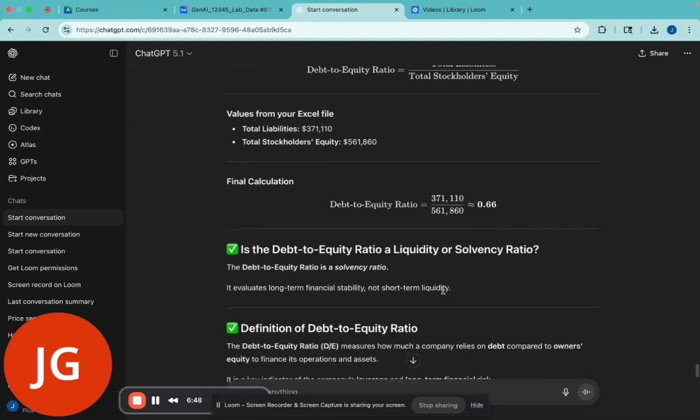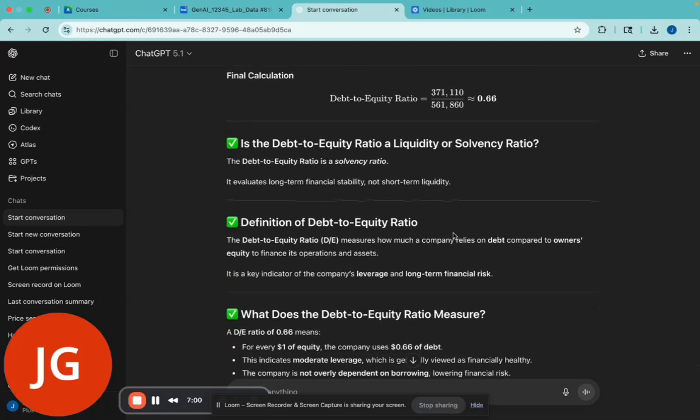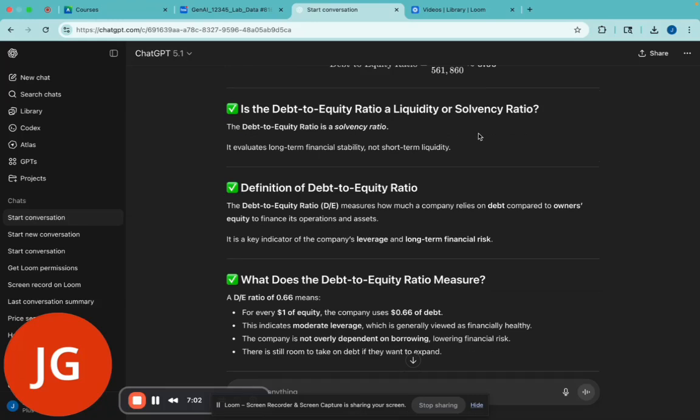We're also able to understand that this debt to equity ratio is a solvency ratio, which evaluates the long-term financial stability, not the short-term liquidity. The definition of a debt to equity ratio: it measures how much a company relies on debt compared to its owner's equity to finance its operations and assets. It's a key indicator of a company's leverage and long-term financial risk.